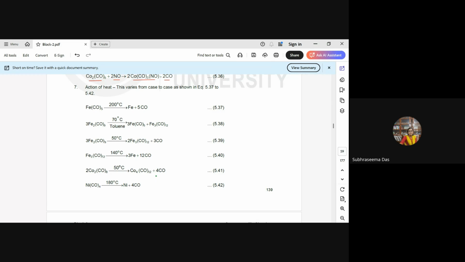The Fe2(CO)9, which is a bridging carbonyl, when it is heated at 70 degrees centigrade in toluene as the solvent, we see a mixture of compounds formed, that is Fe(CO)5 plus Fe3(CO)12. But the same Fe2(CO)9, when the temperature is changed to 50 degrees, we see different types of products formed. So this is how, with the change in temperature and the solvent medium during the reaction, different types of products are formed for different metal carbonyls.